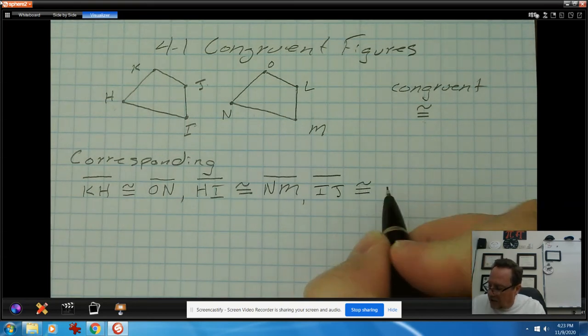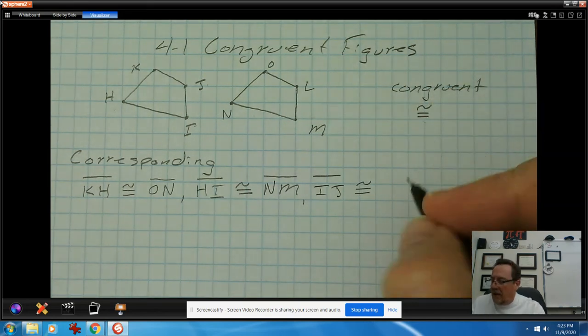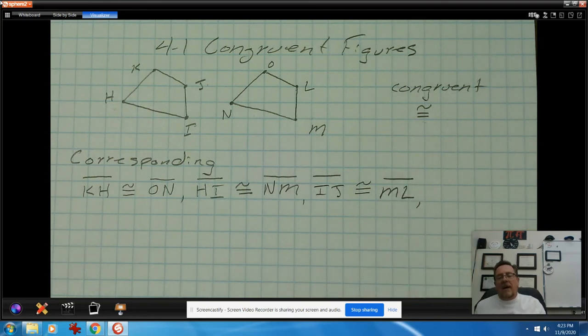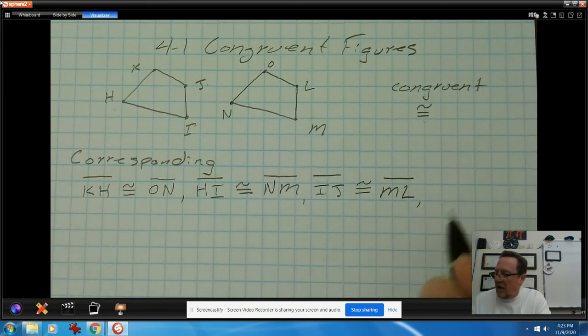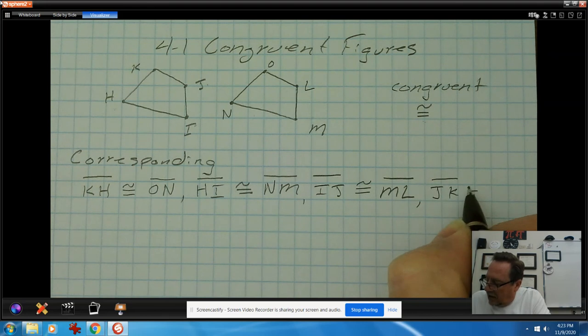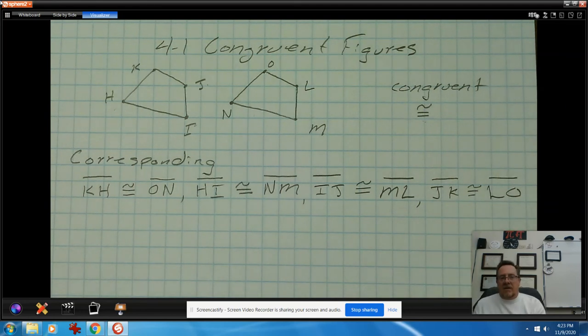Yes, we use the congruent symbol to what segment in the other figure? Yes, that's congruent to ML. So we're going to write ML with the little symbol above it. And finally, my last pair of segments that correspond with each other would be segment JK. So I'll write JK again with the segment symbol above it is congruent to what? Segment LO with a little segment above it. So here's a nice listing of the corresponding sides, but let's not stop there.